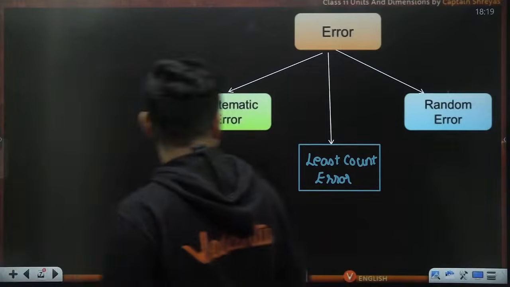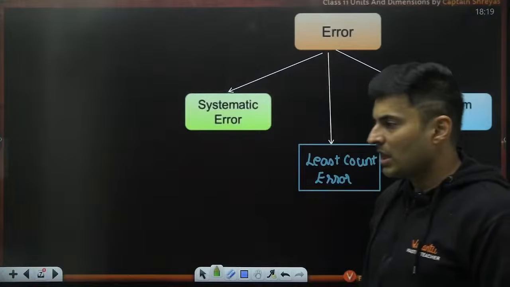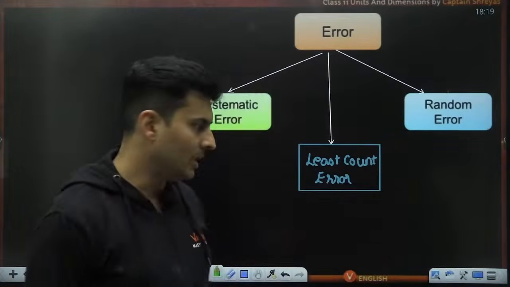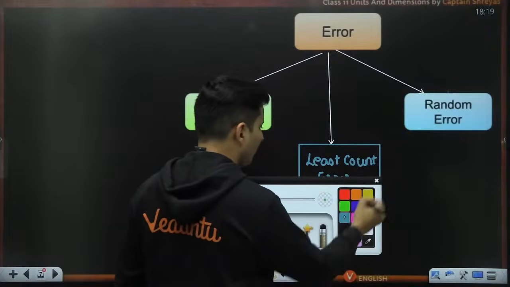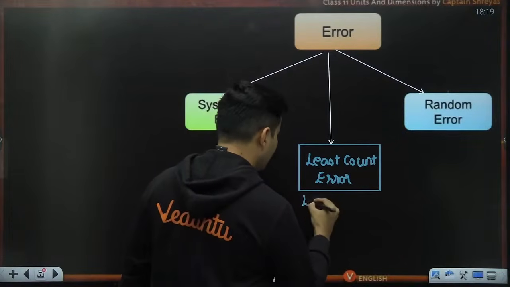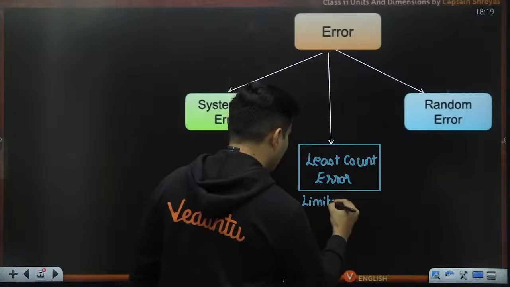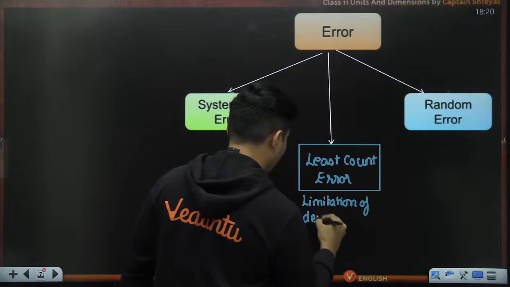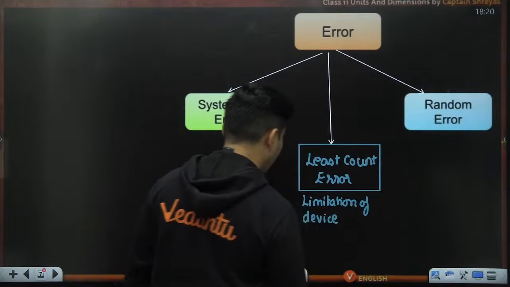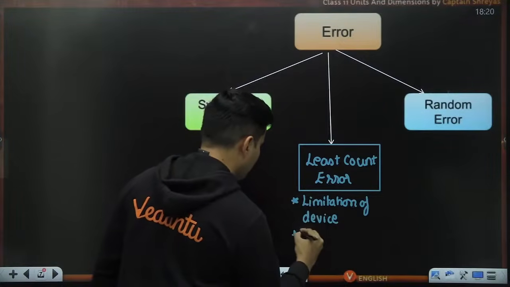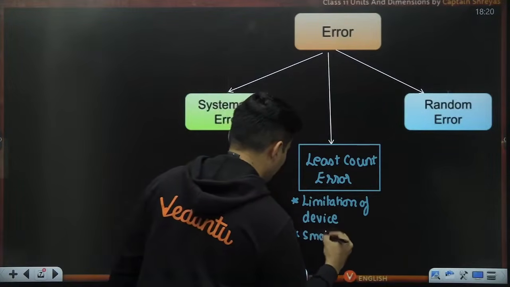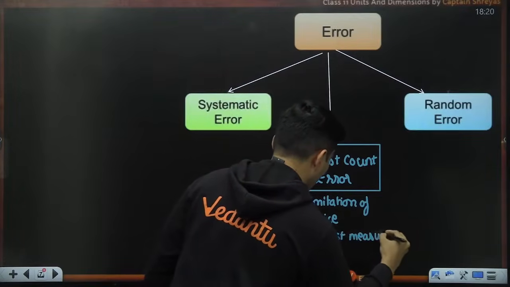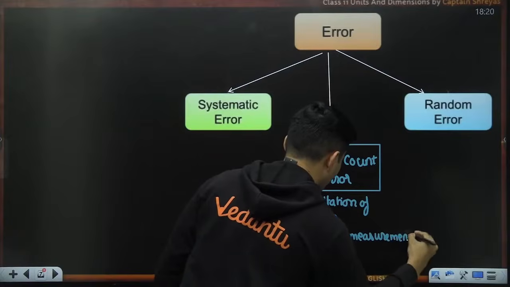Okay. Similarly, random error. Random error is because of literally random things. Okay, so we'll come to that. Hold on. First, least count error. It's the limitation of the device, the measuring device. And this is basically the smallest measurement which it can make.